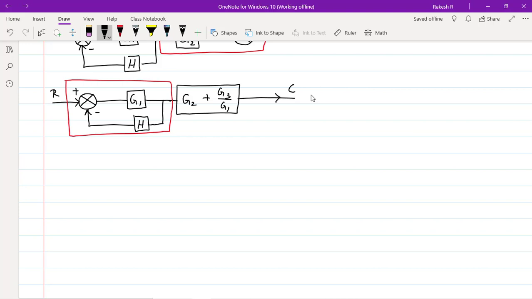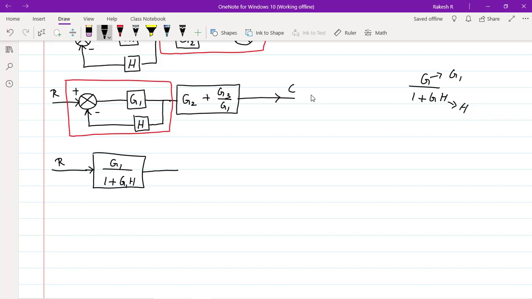For a minor feedback loop, what is the formula we have? G divided by 1 plus GH. The positive sign should be taken in the denominator when we have negative feedback, and we need to take the negative sign in the denominator when we have positive feedback, right? Now what is G here? G is nothing but G1 here, and H is nothing but H here, right? Now I'll write, R is the input, and G is G1 divided by 1 plus G1 into H. This is the minor feedback loop that we have.